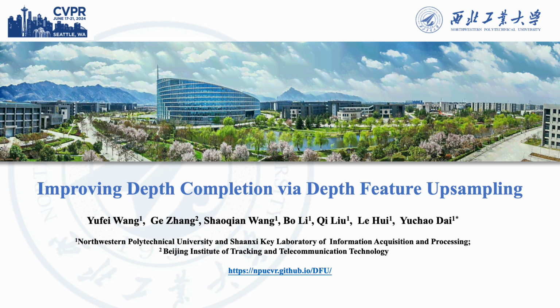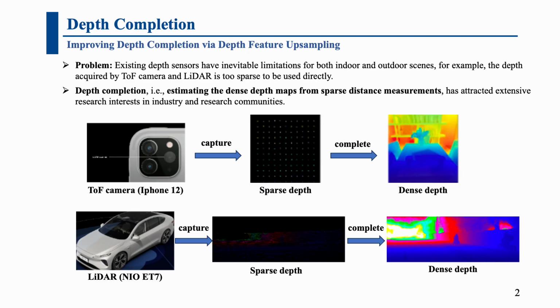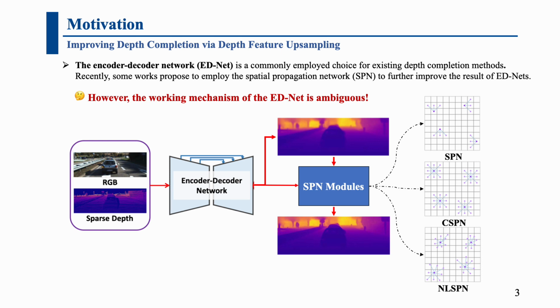Our work, Improving Depth Completion via Depth Feature Upsampling, has been accepted by CVPR24. Depth completion aims at estimating dense depth maps from sparse distance measurements, which has attracted extensive research interest in industry and research communities. The encoder-decoder network, EDNET, is a commonly employed choice for existing depth completion methods. Recently, some works propose to employ the Spatial Propagation Network, SPN, to further improve the result of EDNETs.